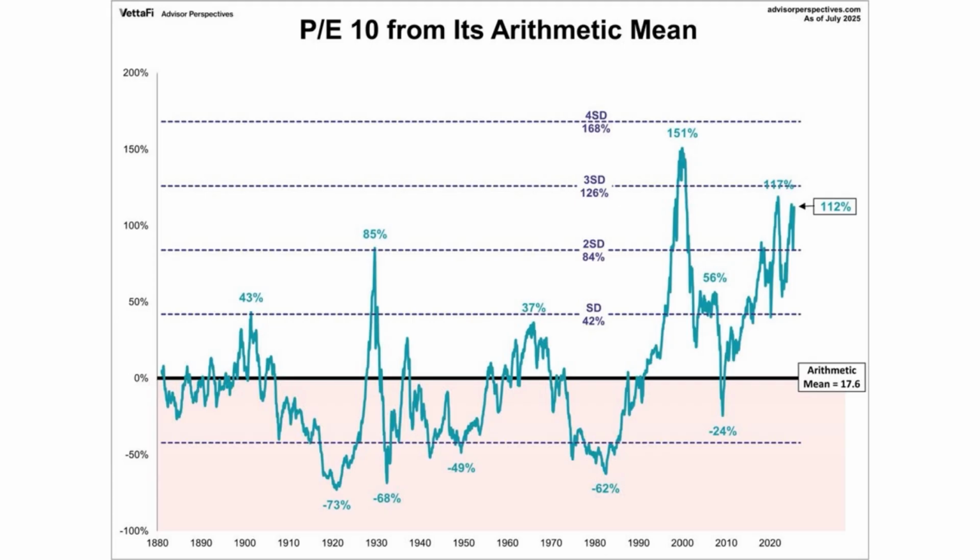Now let's visualize this using the arithmetic mean. The historic average PE10 is 17.6. This chart shows the ratio's deviation from that average. For example, the all-time high of 44.2 from 1999 was 151% above the average. The all-time low of 4.8 in 1920 was 73% below the average. As of July 2025, the PE10 of 37.4 is 112% above the historic arithmetic mean.